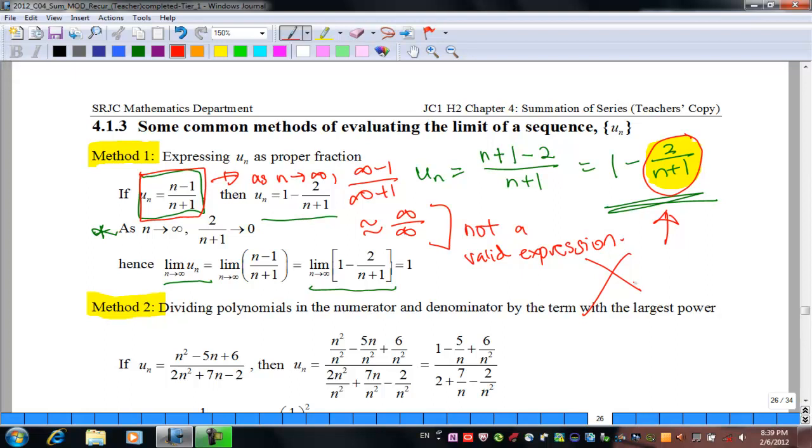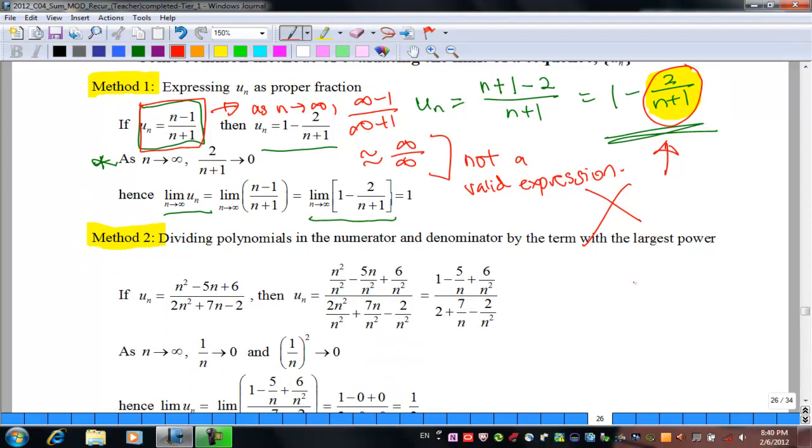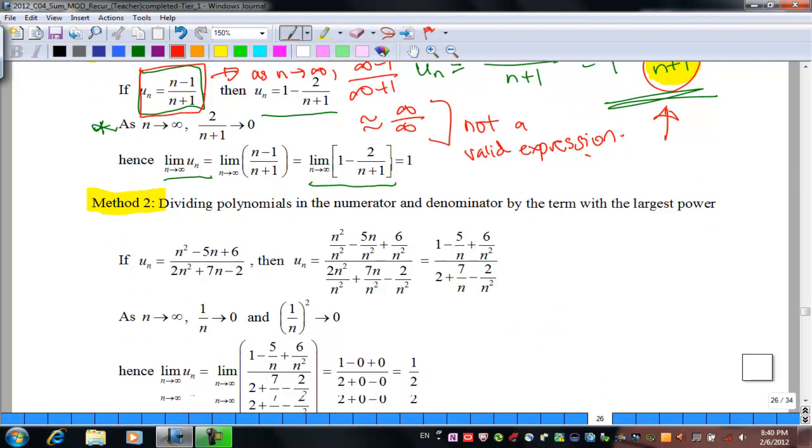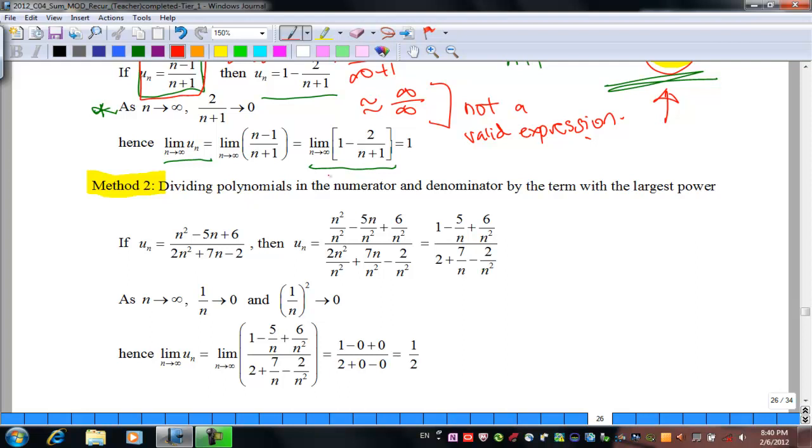Okay, but there are times when it is difficult to express un as a proper fraction. So in those situations, we will normally resort to method 2. In method 2, we simply divide polynomials in the numerator and denominator by the term with the largest power. What exactly does this mean? Perhaps things will be a bit clearer with an example.